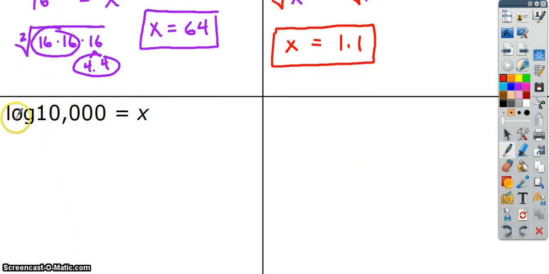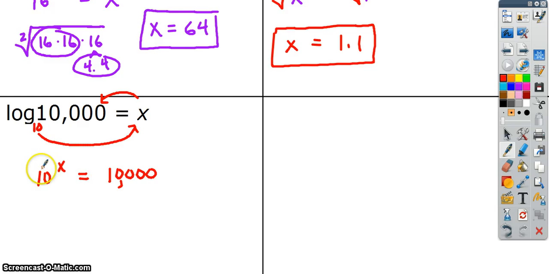This one just says log of 10,000 equals x. To solve this one without a calculator, you need to know what the base of this log is. This is called a common log, and anytime there's no base written there, it's understood to be a base of 10. So this one's 10 to the x equals 10,000.